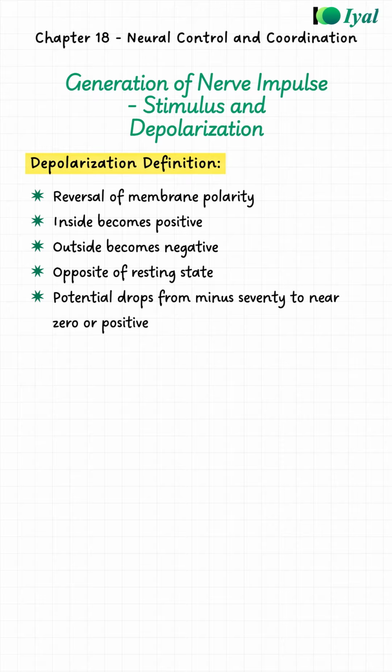At the resting state, remember the inside was negative and the outside was positive. Now, after sodium influx, the inside is positive and the outside is negative. The potential has reversed. We say the membrane is depolarized because the potential difference between inside and outside has been dramatically reduced and even reversed.